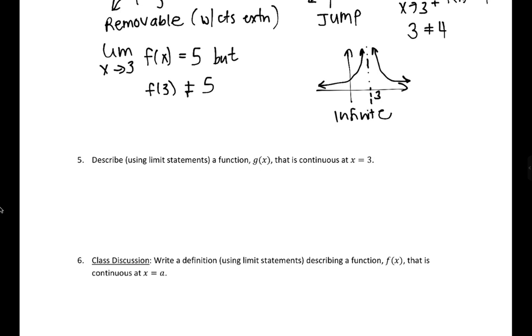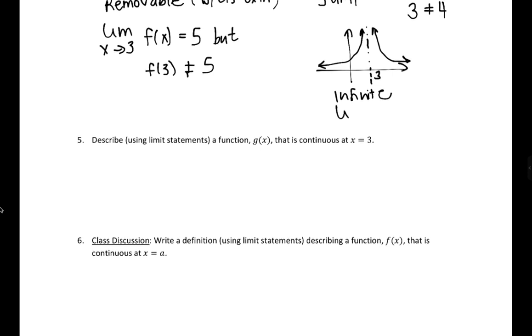The way that we can describe this in terms of limit statements would be that the limit as x approaches 3 of this function is equal to infinity. So in other words, this function has a vertical asymptote. And by the way, in this example, f of 3 doesn't even exist, okay?